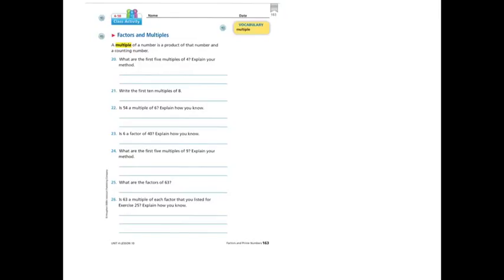Now we're going to talk about how factors and multiples are related. A multiple of a number is its product, or the answer to the multiplication problem. So what are the first 5 multiples of 4? So 4 times 1 equals 4. 4 times 2 equals 8. 4 times 3 equals 12. 4 times 4 equals 16. 4 times 5 equals 20. So all of these numbers right here are multiples of 4.